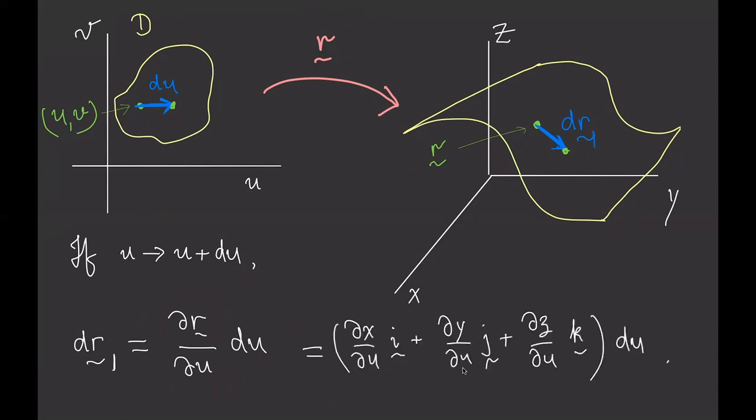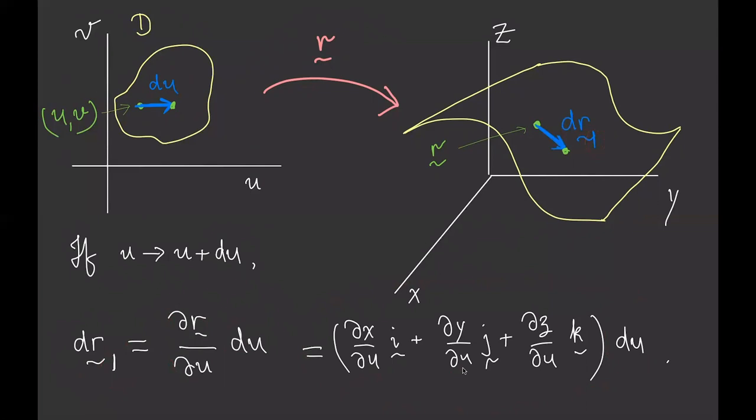Well, we can write this a little bit more explicitly, because r actually has coordinates x, y, and z. So r is x i plus y j plus z k. So when I take the derivative, it's the derivative of x with respect to u times i, derivative of y with respect to u times j, and derivative of z with respect to u times k. And then I have my du here as well. So my dr vector is going to be given by this. Now I'm just going to add a little subscript of 1 to this, because I'm going to have a dr2 in a moment as well.